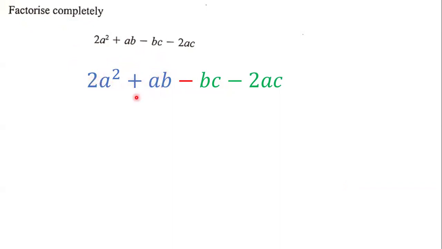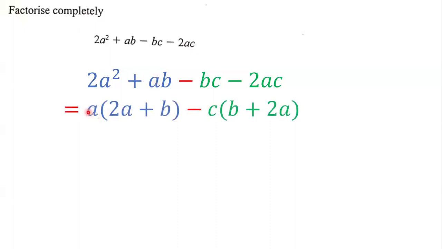And so we say, okay, notice that we have a here. So a is in this term, and a is in this term as well. So we're going to factorize the a out. We're going to pull the a out. Because a is a common factor in both of them, and in fact, a is the highest common factor of both of these terms. And so we factor the a out.